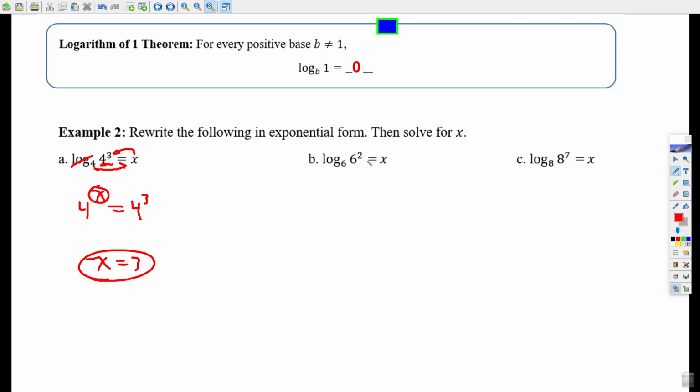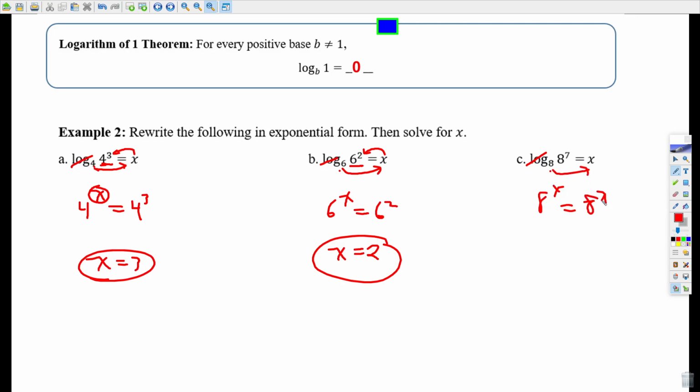For the next one, same idea: cross out the log, starting with our base 6, going across to the x, back around. This whole thing is 6 squared. So we have 6 to the x equals 6 squared. What does the value of x have to be? It has to be the number 2. And lastly, cross that log out, go around. 8 to the x equals 8 to the 7. Back around, and the value here would obviously have to be the number 7.